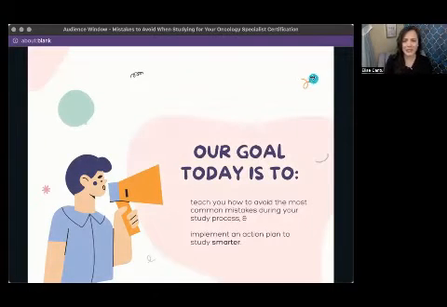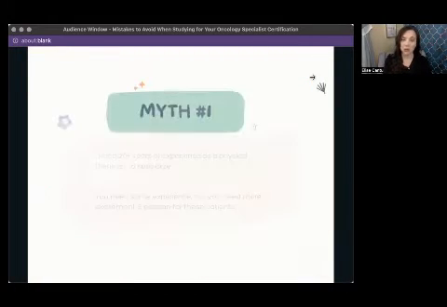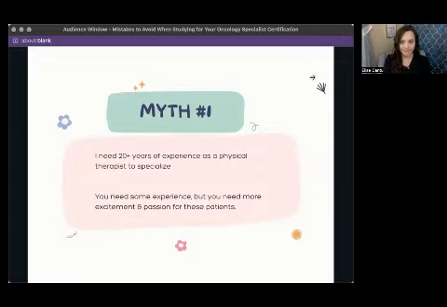So our goal for today is to teach you how to avoid the most common mistakes that PTs make, but then also how we can implement an action plan for you to study smarter, not harder. Now, before we do this, we've got to bust a couple myths because I can already see the gears working in your heads, right? We've got to bust a couple myths so that we can all work on these mistakes together.